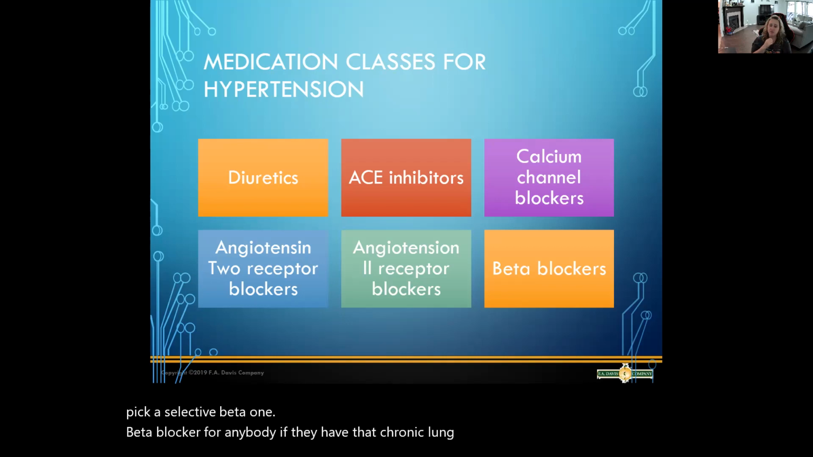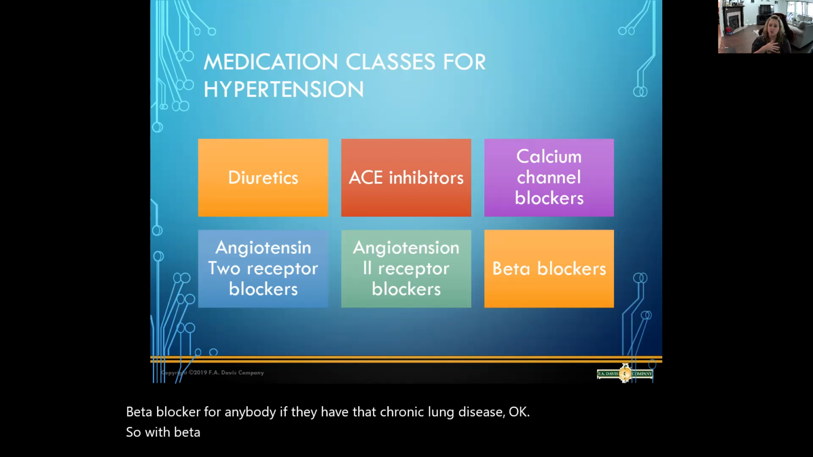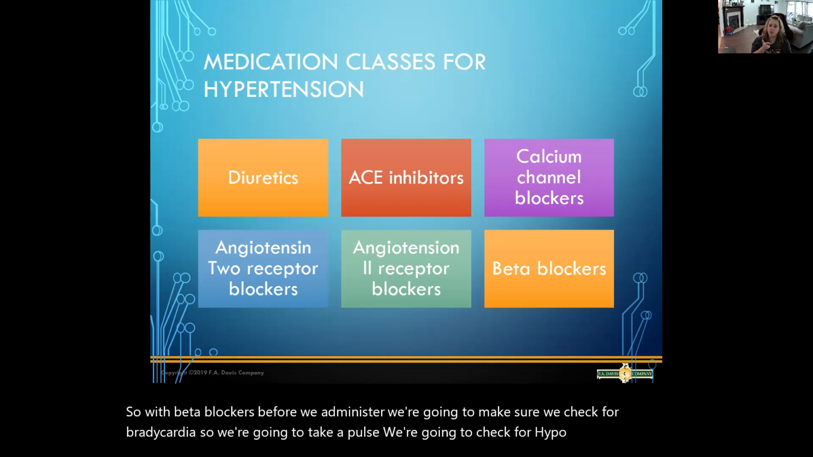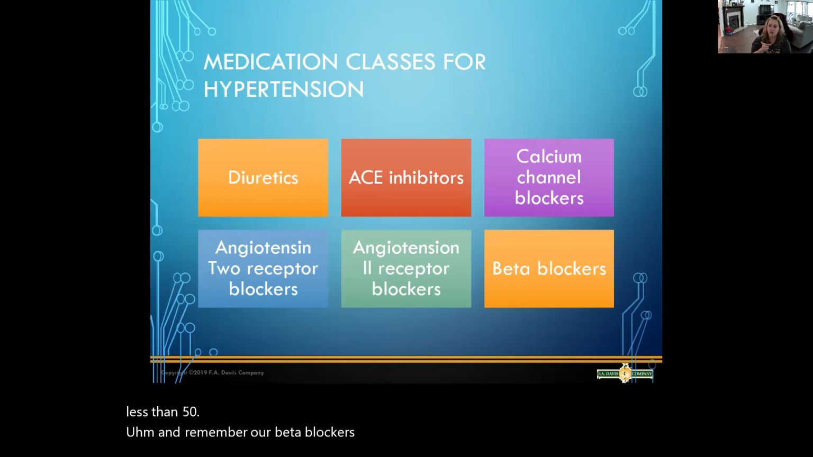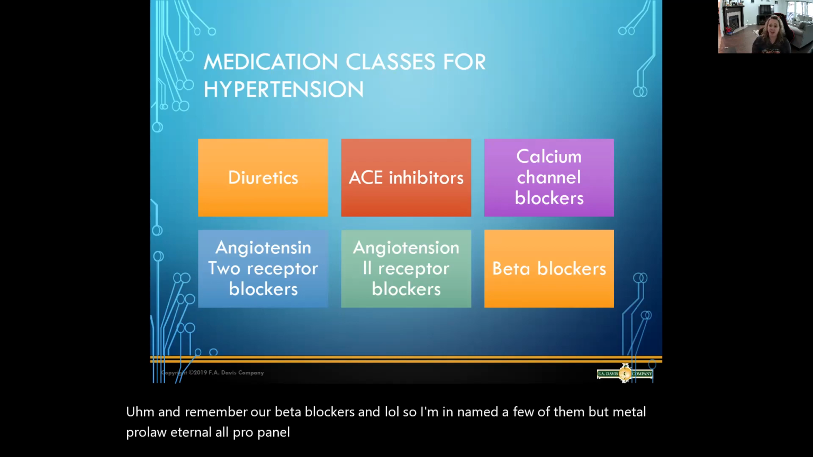Okay. So with beta blockers, before we administer, we're going to make sure we check for bradycardia. So we're going to take a pulse. We're going to check for hypotension. So we're going to take a blood pressure. We would hold it if our systolic is less than 100 or our pulse is less than 50. And remember, our beta blockers end in -lol. So I named a few of them: metoprolol, atenolol, propranolol, labetalol, carvedilol.